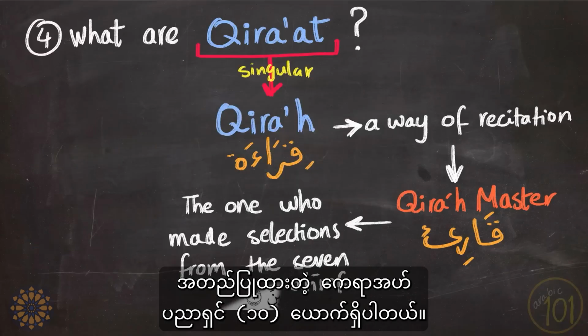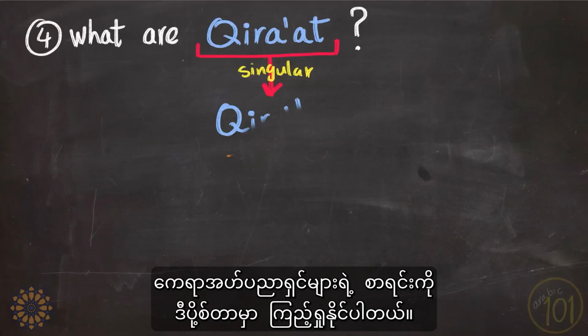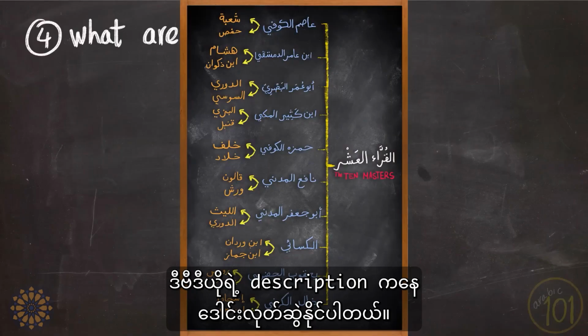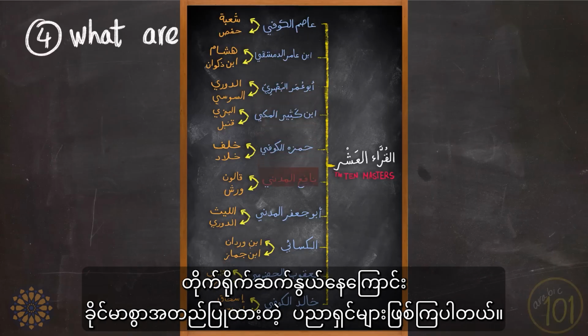There are 10 confirmed masters of qira'at, and all of them combined cover all the 7 ahruf. You can find the list of the masters of the Qira'at in this poster, which you can download from the description of this video. So these 10 masters of Qira'at are the only 10 confirmed masters that are directly linked to the Prophet, peace be upon him.